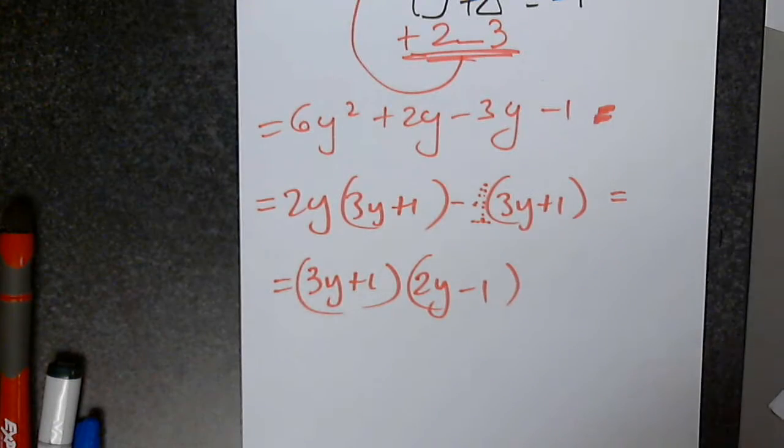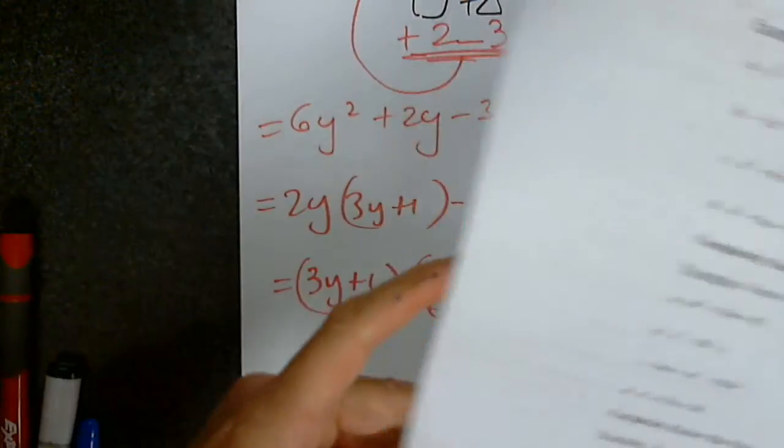Okay, back to the next one. Is 2x squared plus x plus 1.